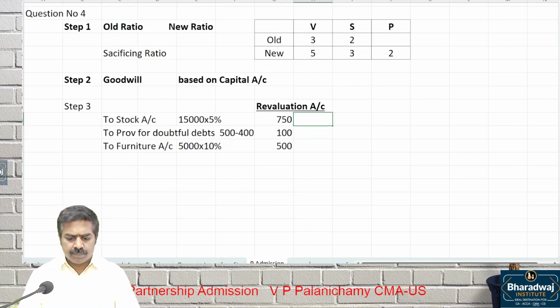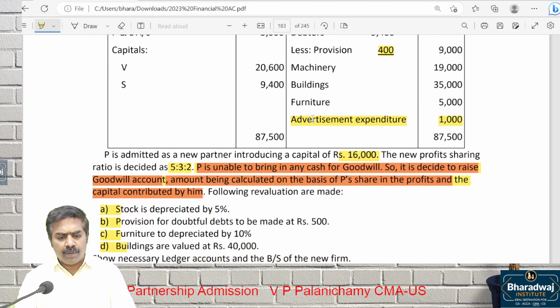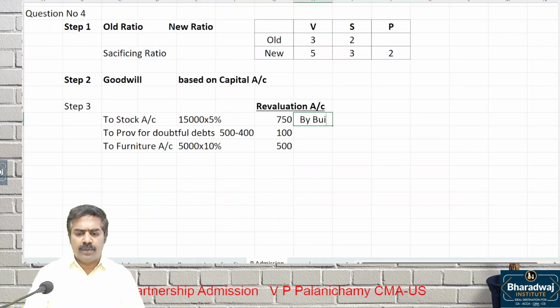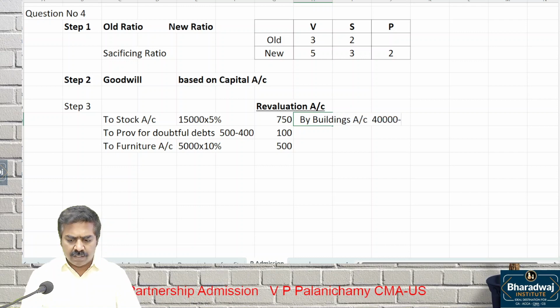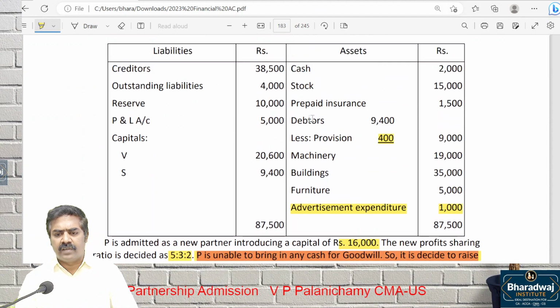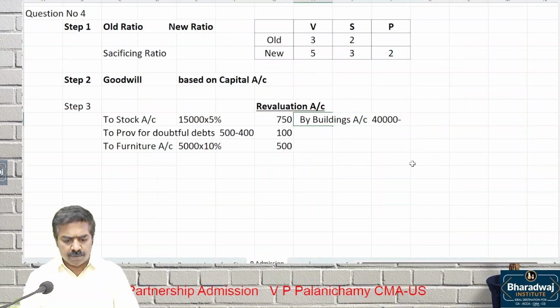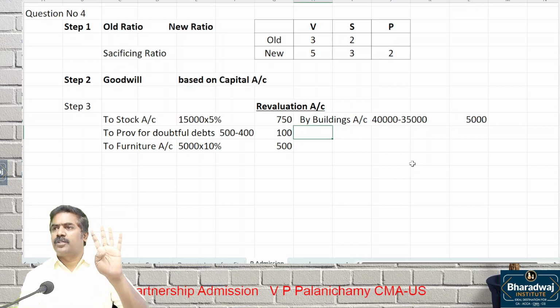Then which one is revalued? Buildings are revalued. Buildings account. What is the new value? 40,000 minus. What is the old value given in the balance sheet? 35,000. Record it. Please record it. Don't wait for my answer. Revaluation account. I hope we are doing this for the fourth question, right?